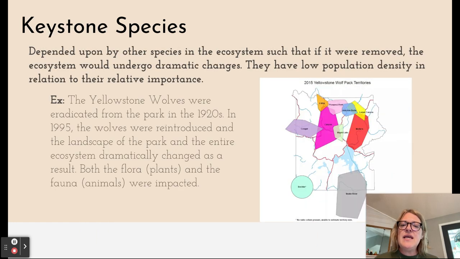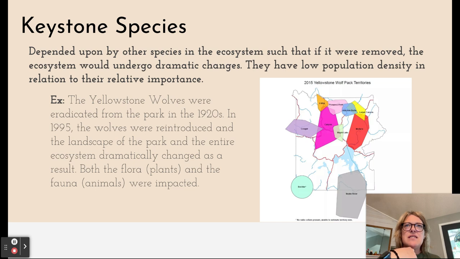Okay, some other key terms of organisms that are important to this whole idea of succession would be a keystone species. These organisms are depended upon by other species in an ecosystem, where if they were destroyed, that ecosystem would undergo a dramatic change. They have a very low population density, so there tends to not be very many of these species in an area, but their importance to the entire ecosystem is monumental. A prime example of this would be the Yellowstone wolves. They were completely eradicated. Eradicated just means to remove an organism from an area. The wolves were eradicated from the park back in the 20s.